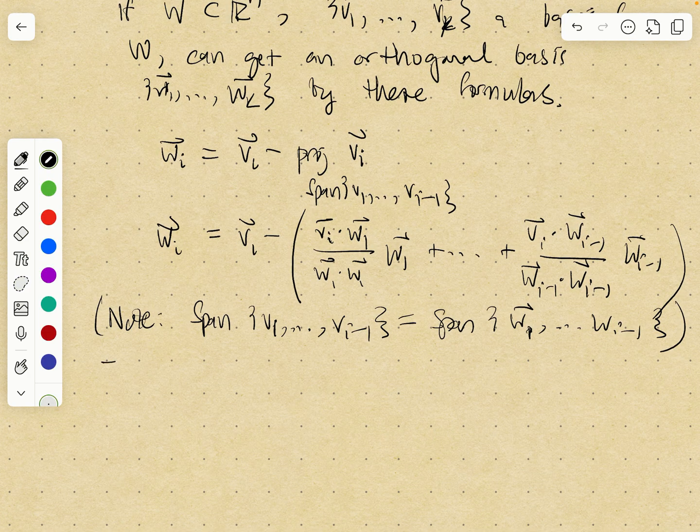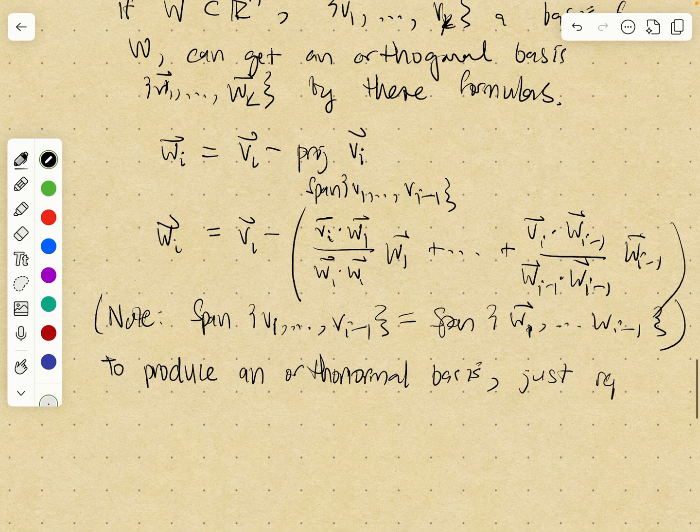And then to produce an orthonormal basis, just replace each Wi by Wi divided by its length. That will give you a unit vector, but it's not going to change the orthogonality. So that's the Gram-Schmidt procedure. It really is just based on using projections over and over and over again.